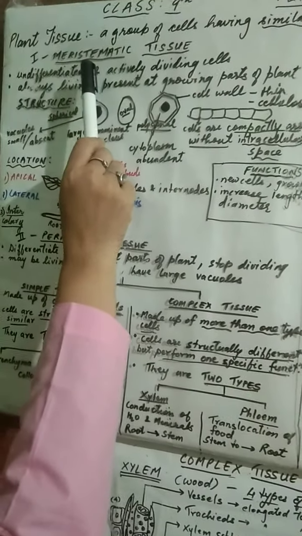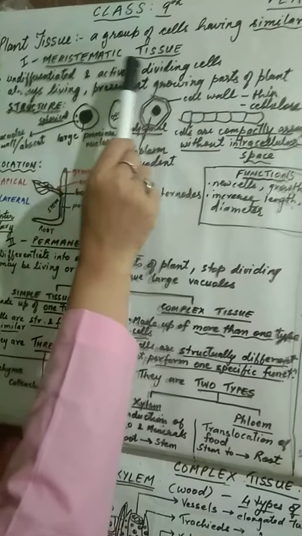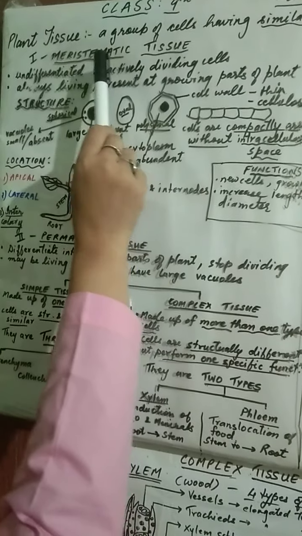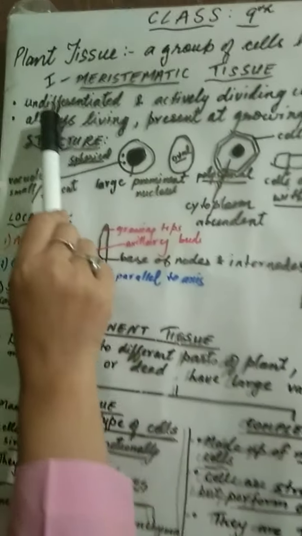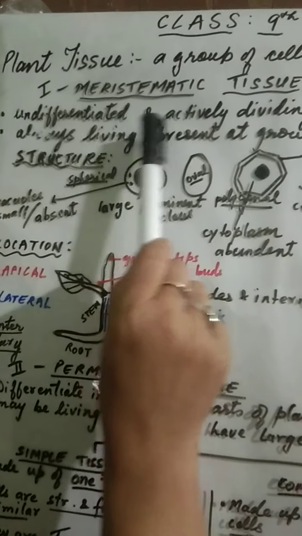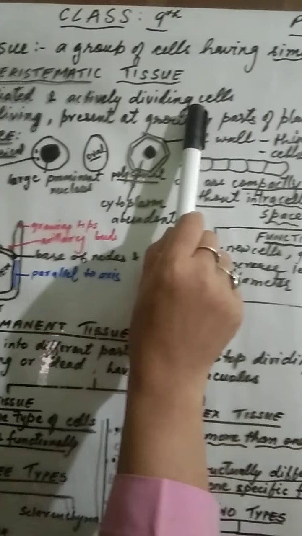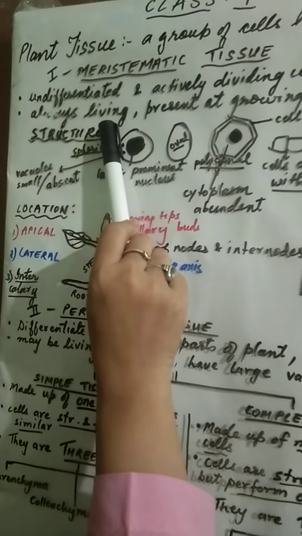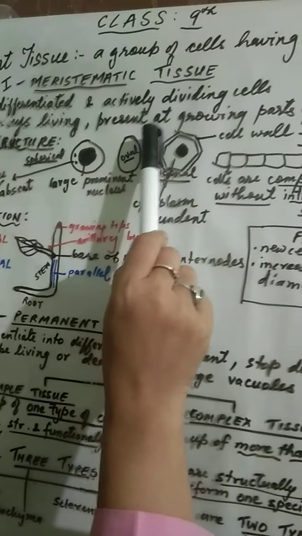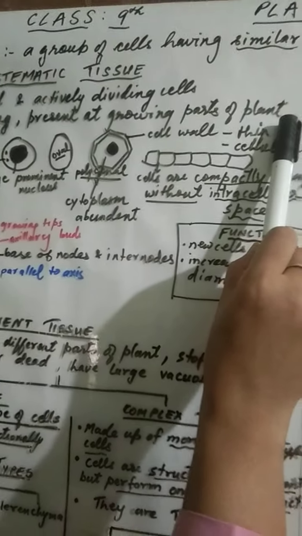So we are going to study two types. Number one, meristematic tissue. This meristematic tissue, what does it do? First of all, it is undifferentiated and is actively dividing cells. It is always, remember, living. They are present at the growing parts of the plant.